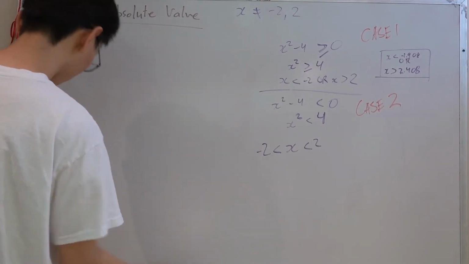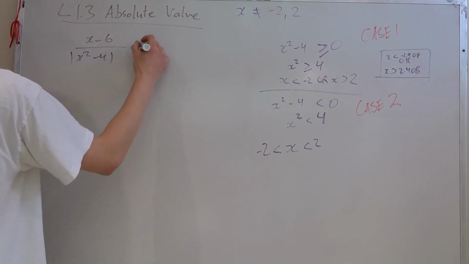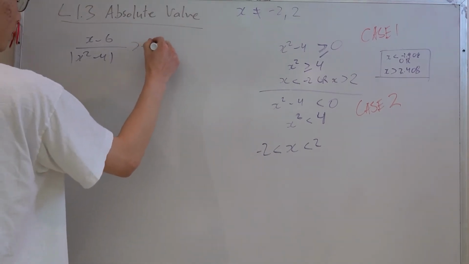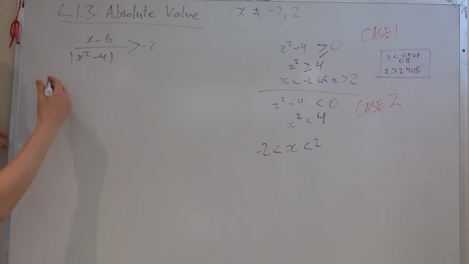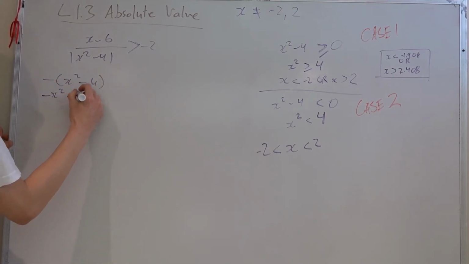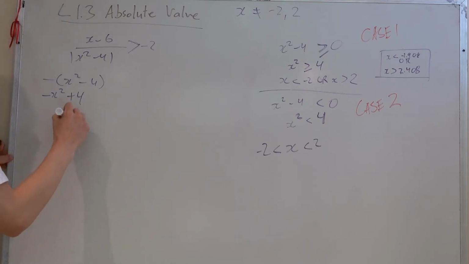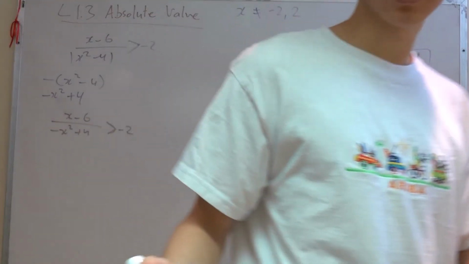Oh, I don't want to do that. I'm erasing the question: the absolute value of (x minus 6) over (x squared minus 4) is greater than negative 2. Okay, so now we're going to slap a negative on that. If I put a negative on x squared minus 4, I get negative x squared plus 4. So I'll replace that in. When I'm solving, I get x minus 6 over negative x squared plus 4 is greater than negative 2.